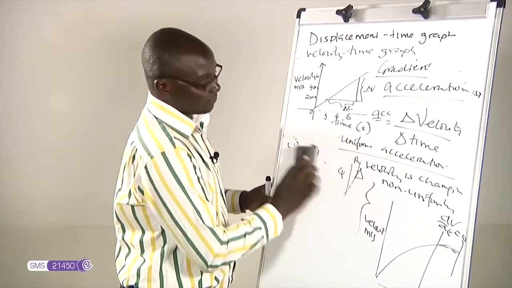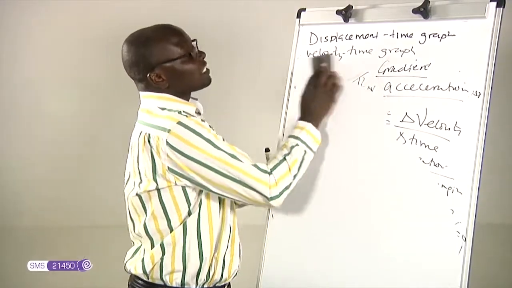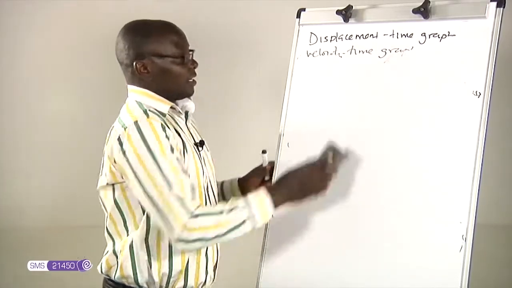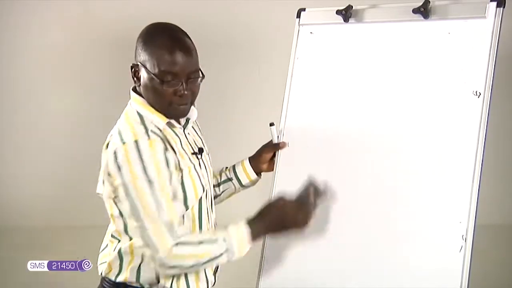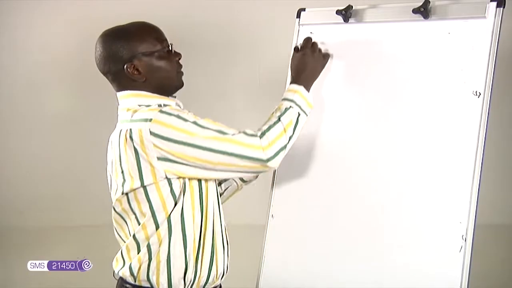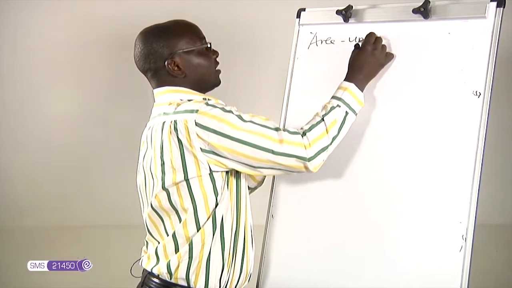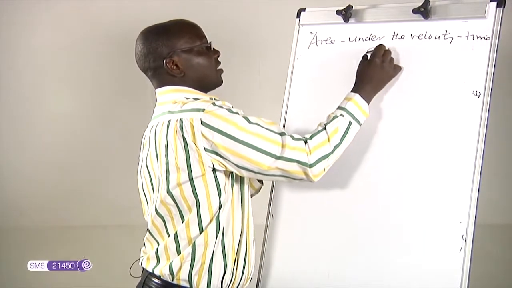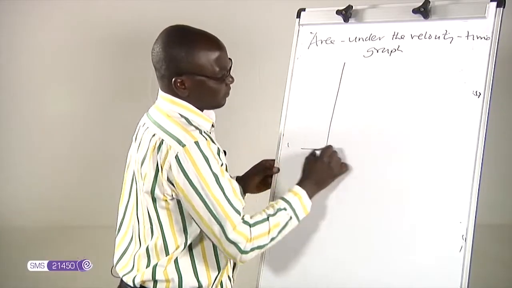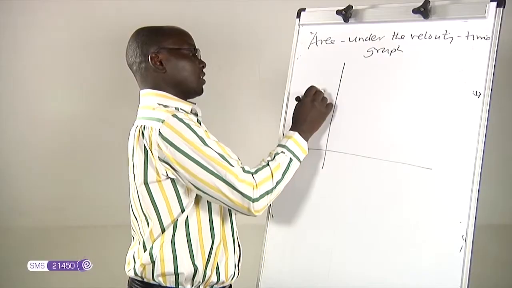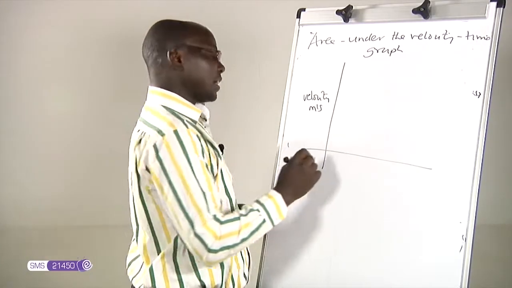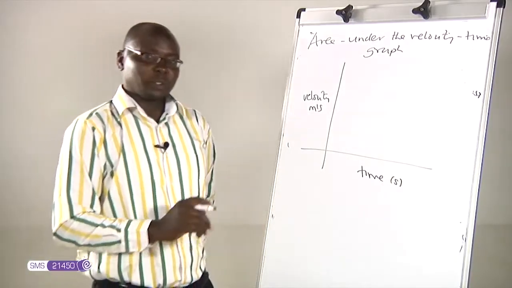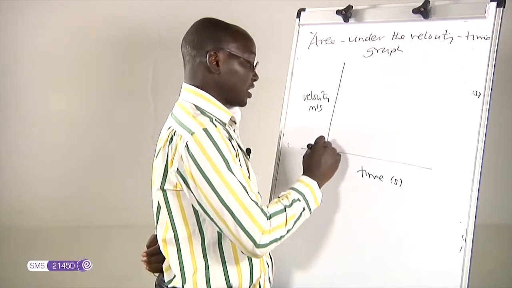Now we are going to look further into the velocity time graph. We look at what happens with the area under the curve. We say area under the velocity time graph. So suppose we have a curve here. This is velocity in meters per second, and here we have time in seconds. This is a body that started from rest. At time 0, it was not moving, so it's a straight line.